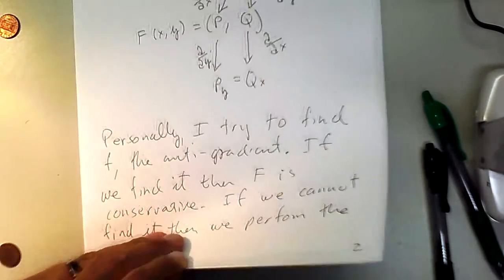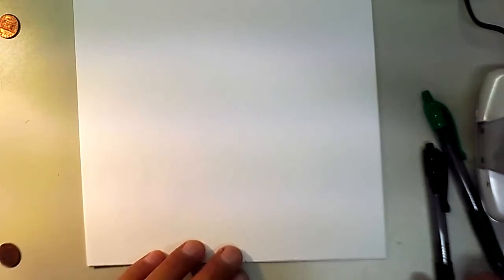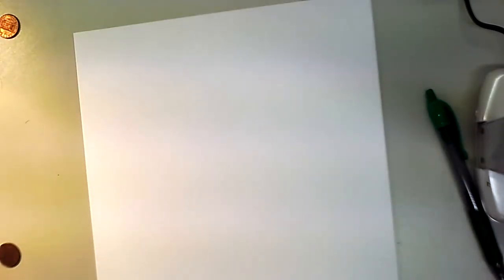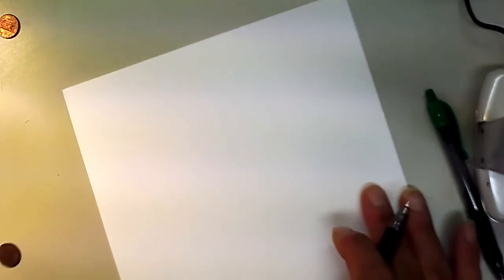So then I have to figure out whether this exists or not by performing the test. So again, that is just me personally. I think both methods are good. The only difference is that in one of them we take a risk, and the other one we don't take a risk. Okay, so let's do an example.